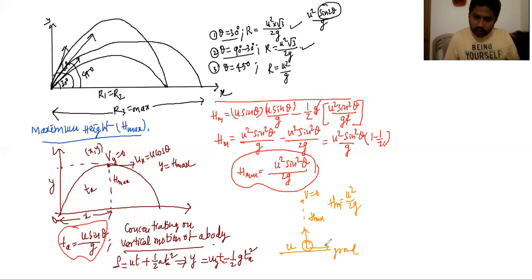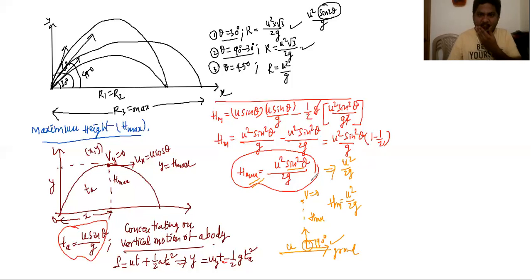With the ground, the initial velocity is making an angle of 90 degrees. So if you substitute 90 degrees, sine square 90 degrees is 1. So then that is u square by 2g. You get the same expression. So there is a similarity between the projectile motion and the vertically thrown body. It just depends on the angle here. So here also, when the angle changes, the maximum height value will also change.